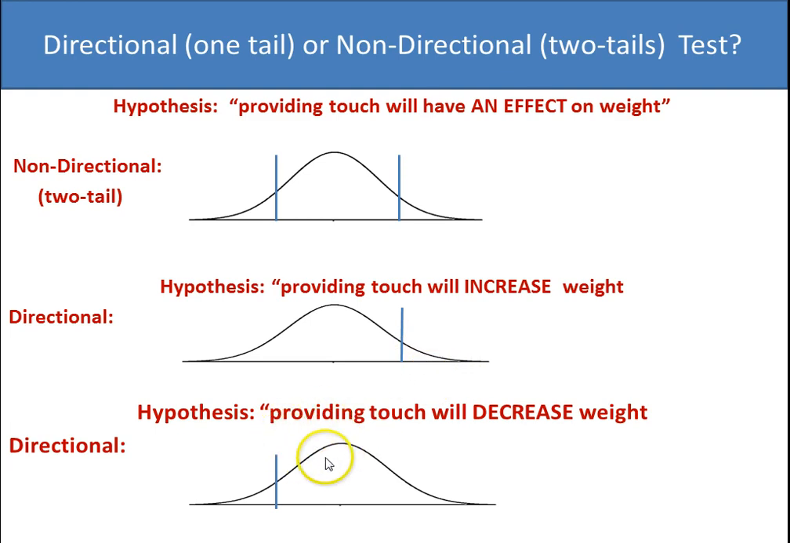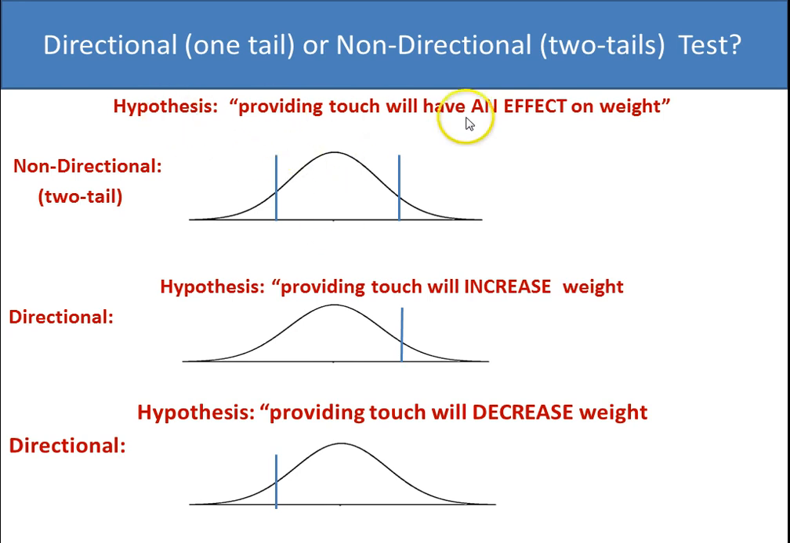And in the other direction here, if the hypothesis were that providing touch will decrease weight, notice that now the prediction is in the other direction. It would also be a directional hypothesis, and we would only be looking for an effect on the left-hand side of the distribution out here in this tail. So remember, there are means in the middle here, right?